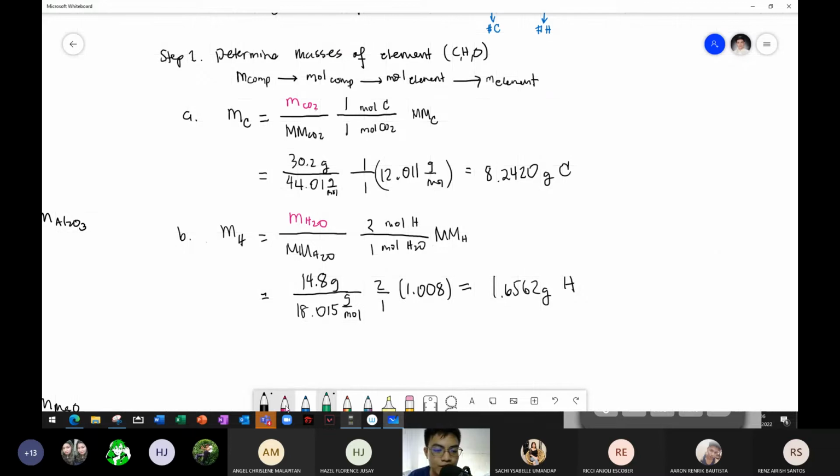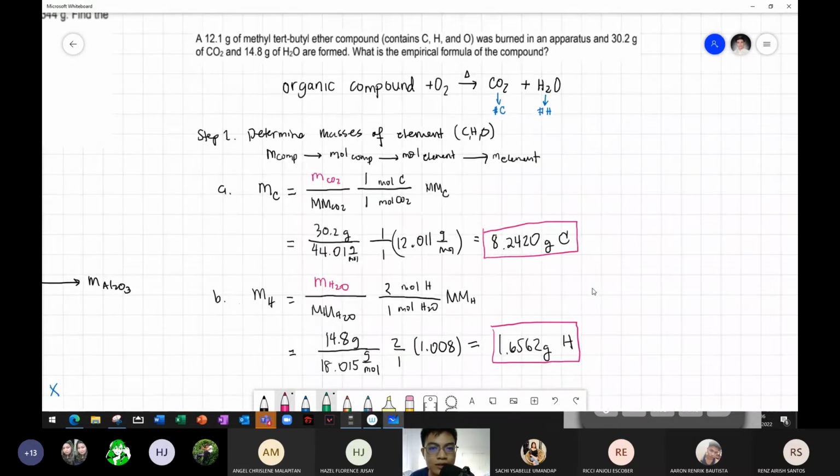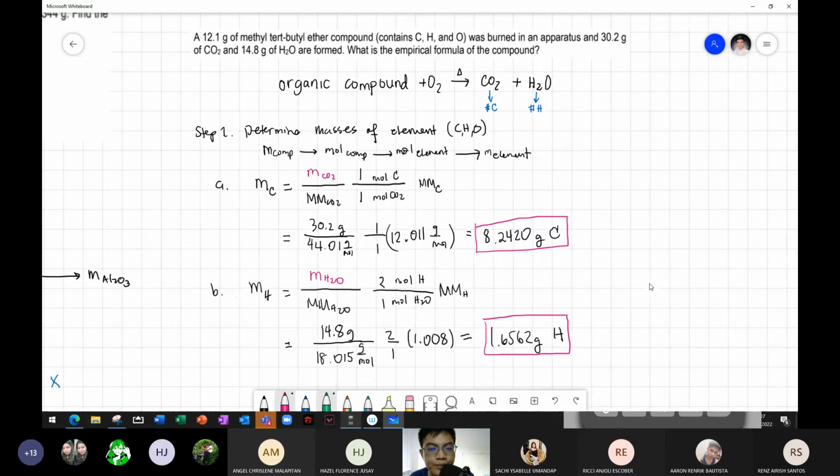Okay, so that is the mass of your carbon and the mass of your hydrogen. Pero di ba tatlo yung element? Okay. Kapag dalawang element lang, okay na yan. Stop ka na dyan. Pero kung tatlo yung element na gusto natin eh. Okay. And that's the reason why I picked this question. Kasi other than answering carbon and hydrogen, we also get to know how to solve for the oxygen.